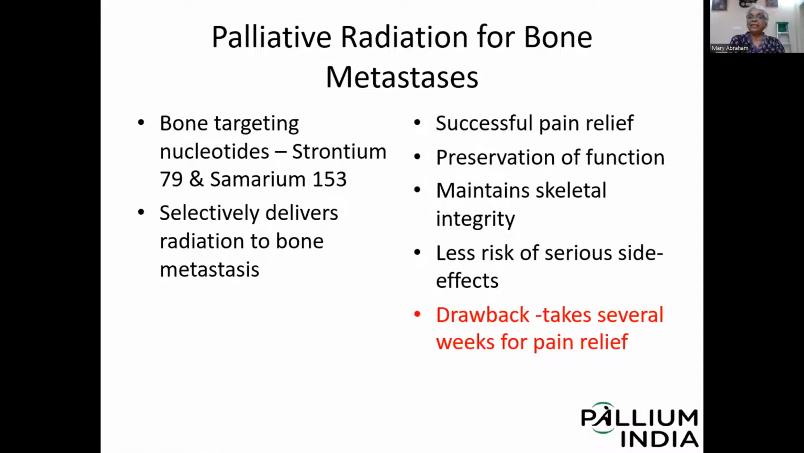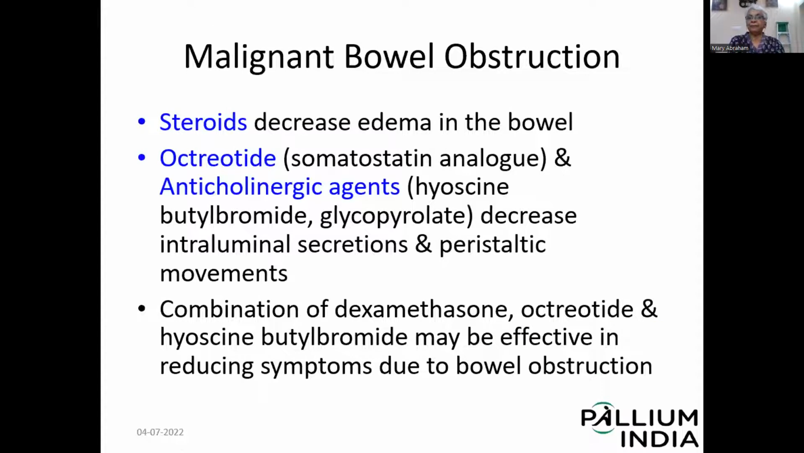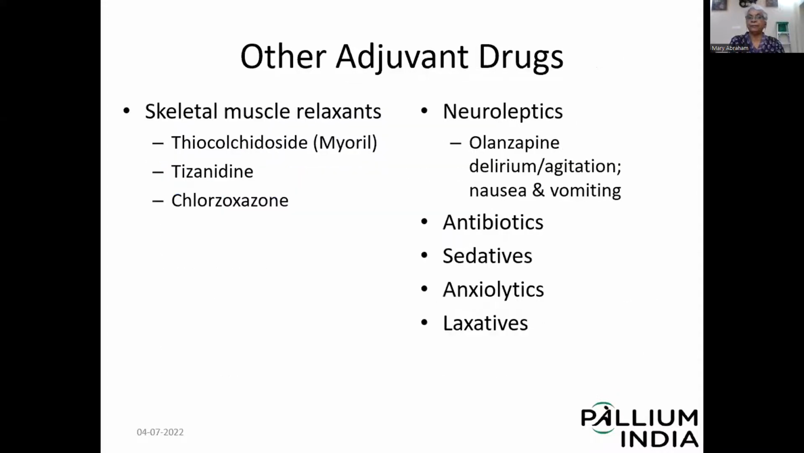And palliative radiation can also be given, and it can treat bone pain, but the drawback is it takes several weeks for pain relief. The agents used are strontium and samarium. For malignant bowel obstruction, you can use steroids, you can use octreotide, which is a somatostatin synthetic analog, or you can use anticholinergic drugs like hyoscine and glycopyrrolate. The other adjuvant drugs are muscle relaxants like thiocolchidoside, tizanidine, neurolepts like olanzapine, and so many other adjuvant drugs that can be used.